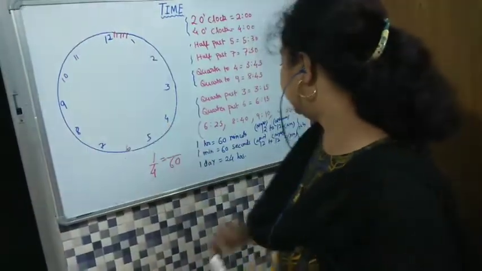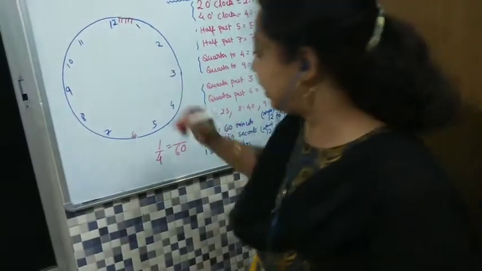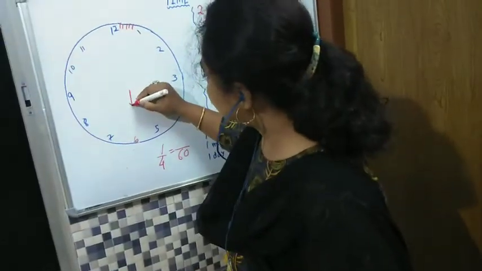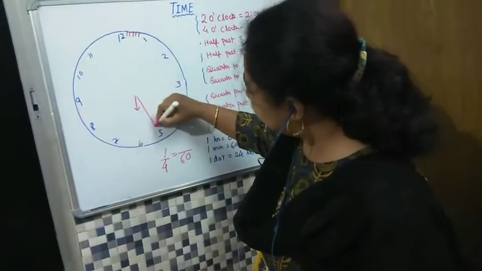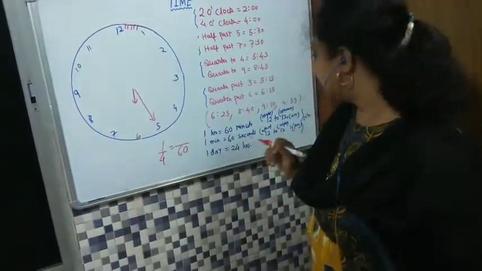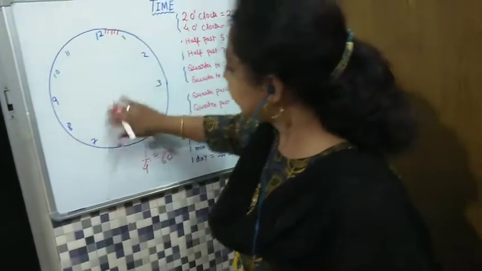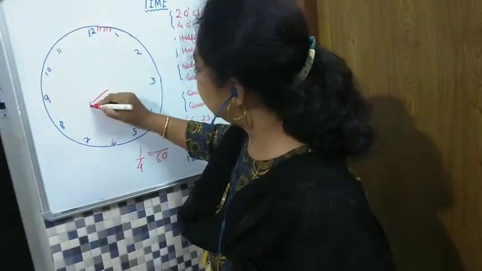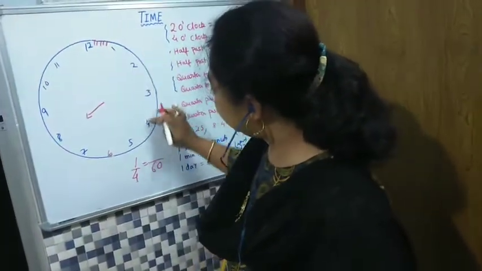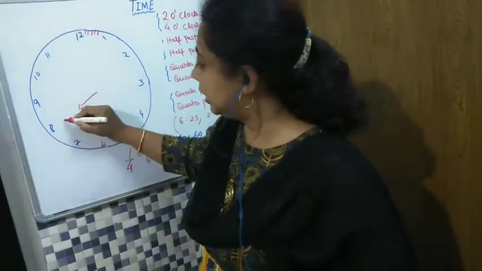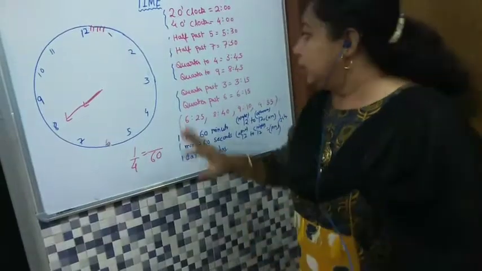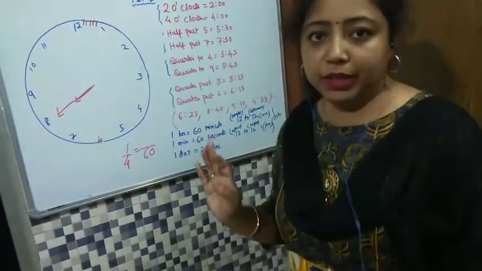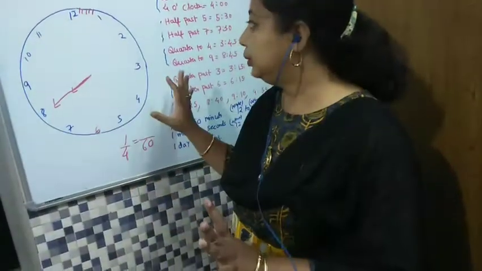Now, some other things like suppose 6:25. The smaller hand will be near 6 and 25 means 5, 10, 15, 20, 25. The bigger hand will be here, 6:25. If it is 8:40, the smaller hand will be near 8 and 40 means 5, 10, 15, 20, 25, 30, 35, 40. So, the bigger hand will also be near 8. So, in this way I think you are learning a little bit about how to understand the time.